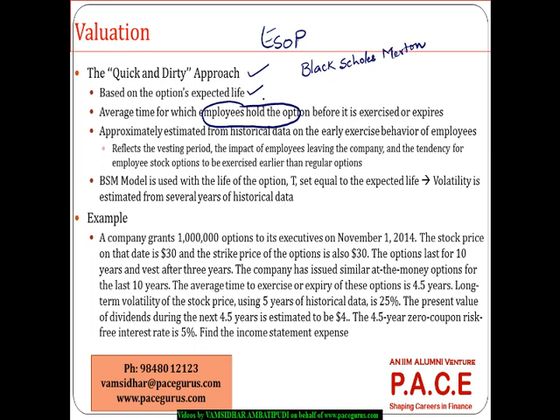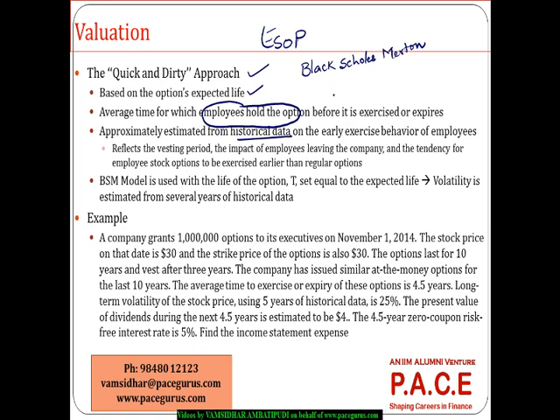So some people leave the company, some people resign, some people are terminated. Some people exercise it very early. So looking at all these things, I really want to find out what is the approximate time for which the employees hold the option. And generally we estimate that from the historical data.